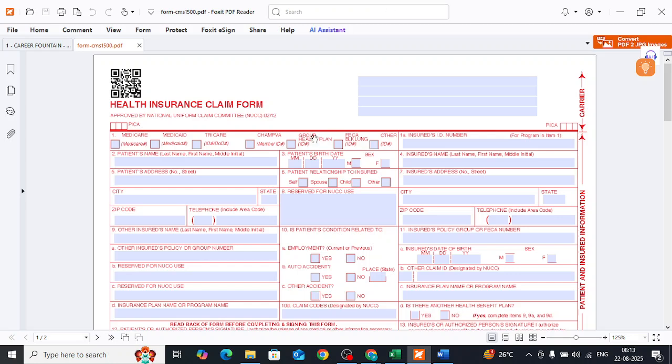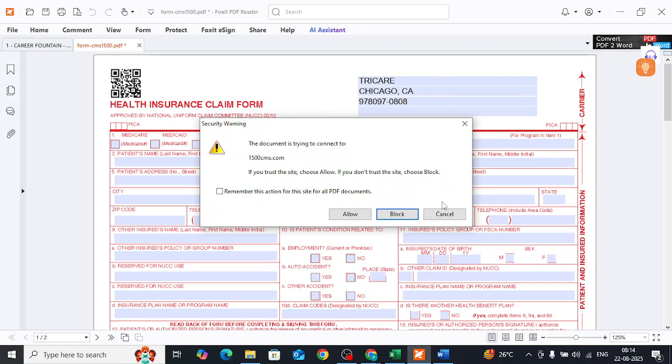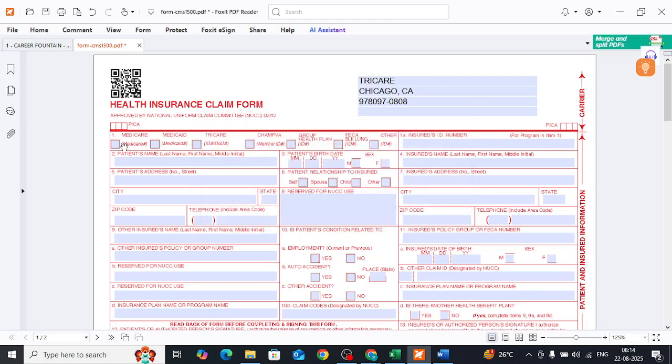So here the carrier information, that means the insurance information, will be there, like the address. Easily we can identify to which insurance we have sent the claim form. This is a sample claim form, that's the reason we are not able to see it. But in the actual claim form in the applications, if you open it, some insurance name is there, like Tricare, and their address will be there, some barcode and so on. On the basis of that, we can easily identify where the claim was sent.